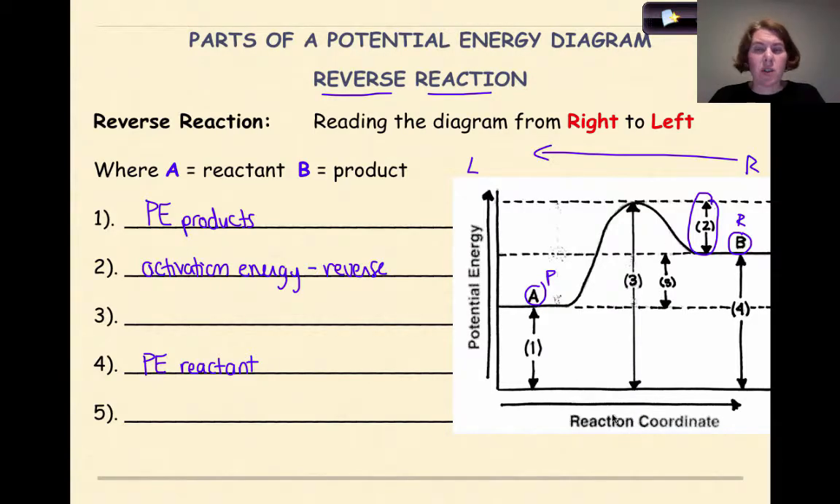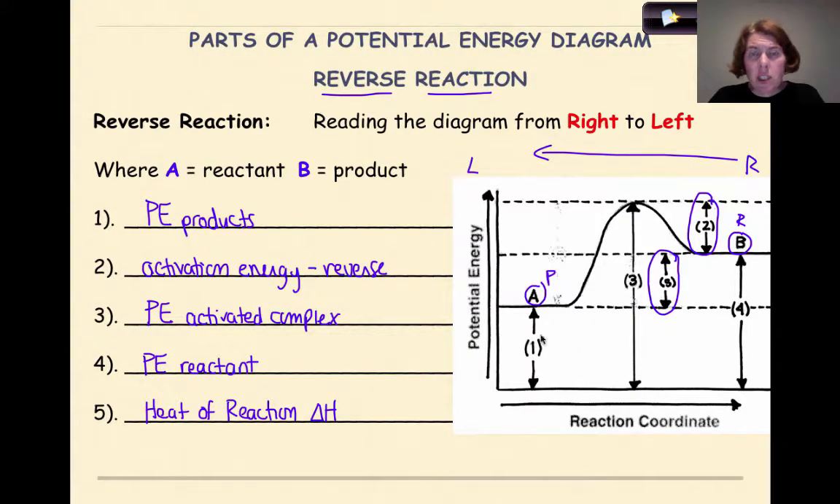Number 3 will still be our potential energy of our activated complex. And finally 5. 5 is still our heat of reaction, which again we're going to designate as delta H. And it is still the difference between the potential energy of our products and the potential energy of our reactants.